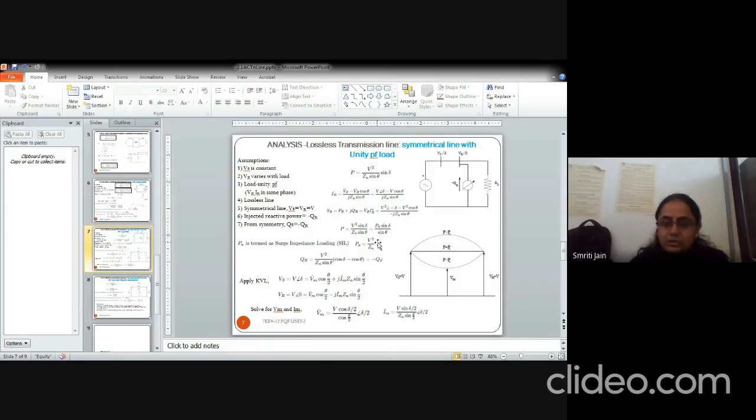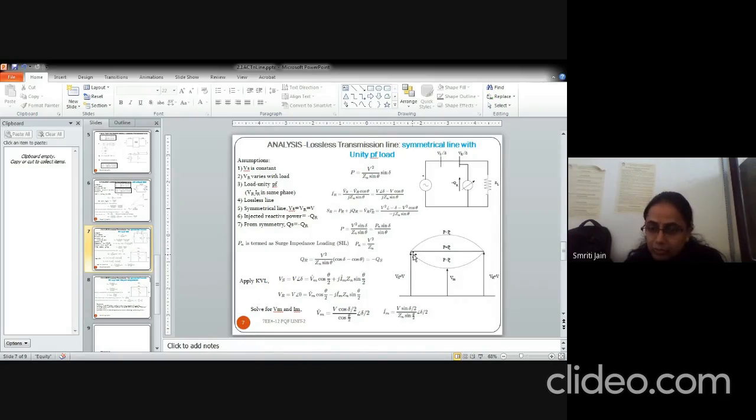Now, if I take out the surge impedance loading from this equation, the surge impedance load is defined by Pn, and it will be given by V square by Zn, the natural impedance or the characteristic impedance. So QR will be given by this equation, the imaginary part, find it out, and it will be equal to minus QS from symmetry.